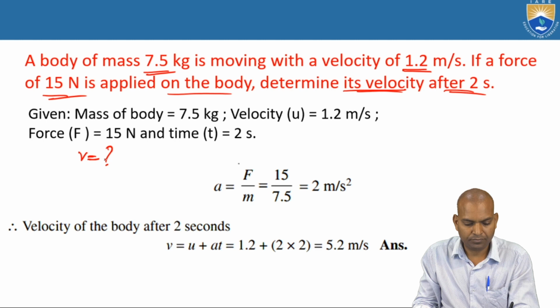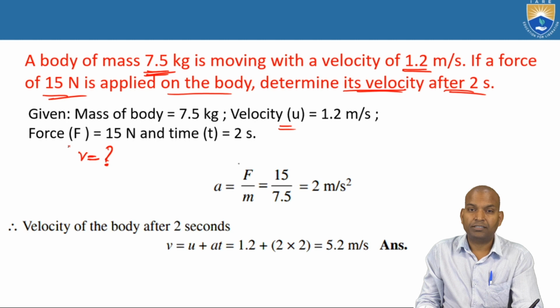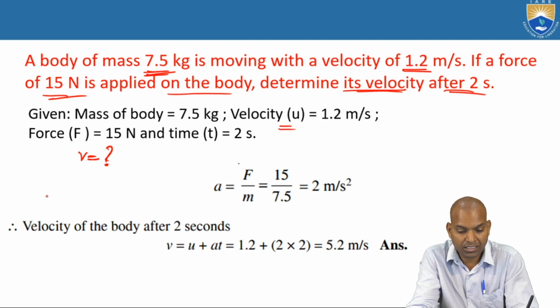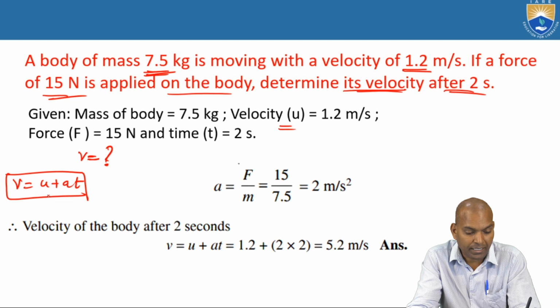What is the mass of the body? It is 7.5 kilograms. The initial velocity given here is 1.2 meter per second, and the force is 15 newtons. And we want the final velocity. Okay, final velocity, initial velocity and the time. Is any acceleration given? No. So v equal to u plus at. This is a derived expression for the final velocity. We know u, and time t is 2 seconds.